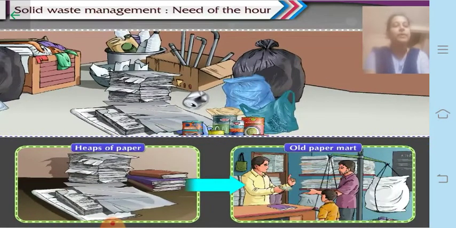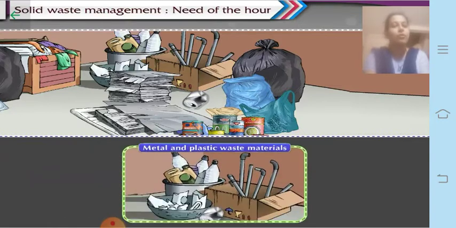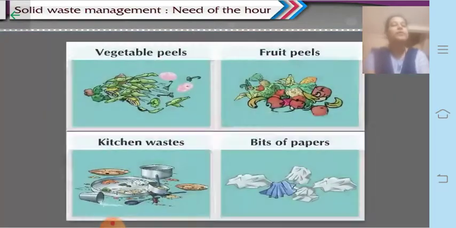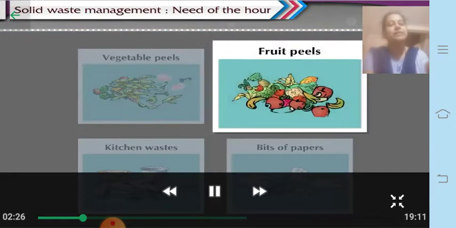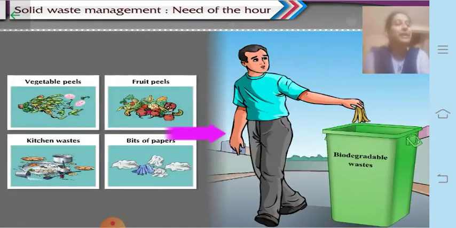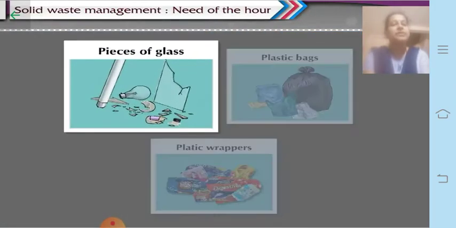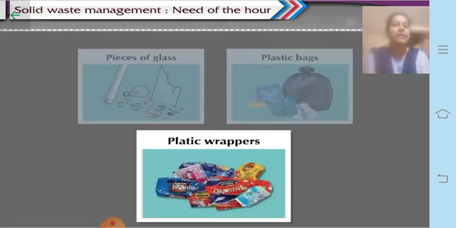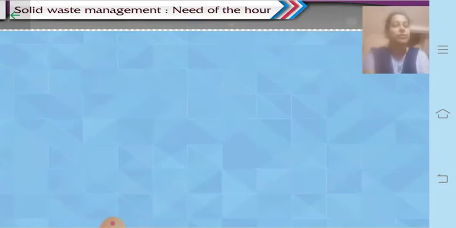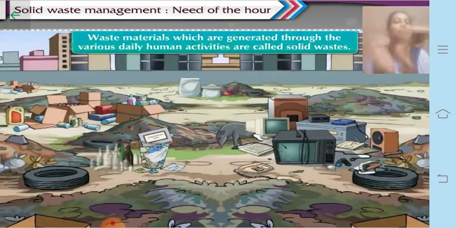Heaps of paper can be sold to the old paper mart, and metal and plastic waste can be given to scrap dealers. Whereas the eatables like vegetable peels or fruit peels are kitchen waste. Kitchen waste and bits of paper can be thrown into the green trash bin. Pieces of glass, plastic bags and plastic wrappers can be put in the blue trash bin. So this way we can sort out the waste which is generated in our homes too.